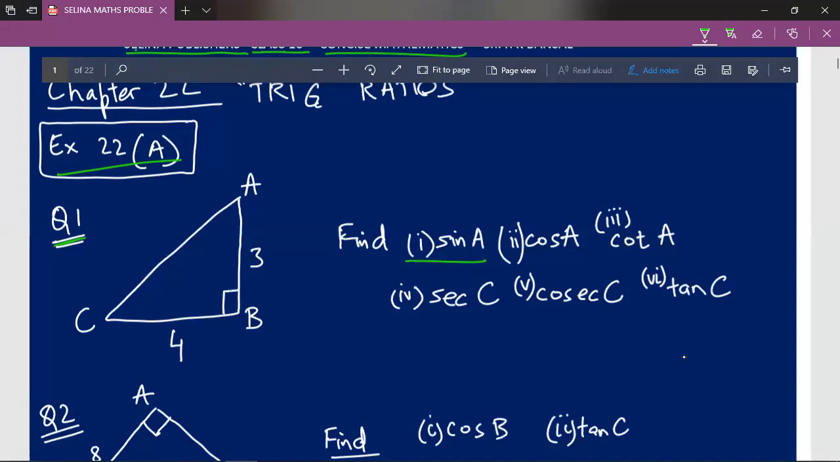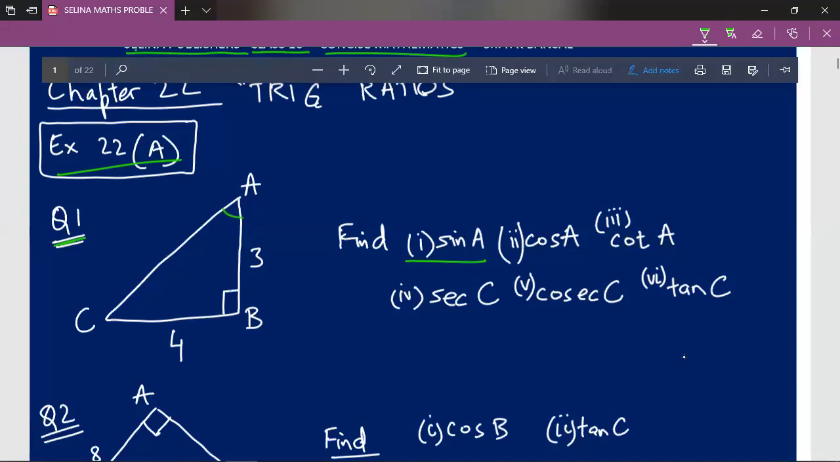So there's no need to rearrange this triangle. But here it says sine A, and A is above here. So with respect to angle A, tell me sine A. Sine A is perpendicular upon hypotenuse. Now, before you solve this figure, draw the hypotenuse first.